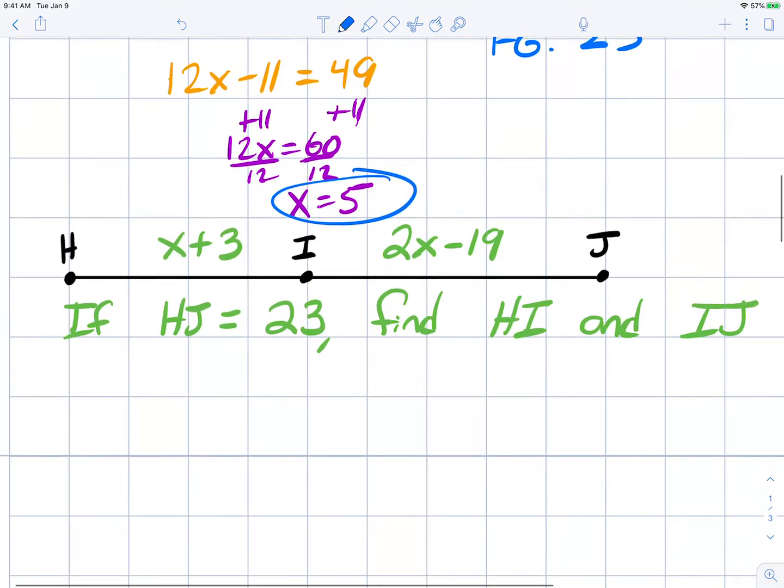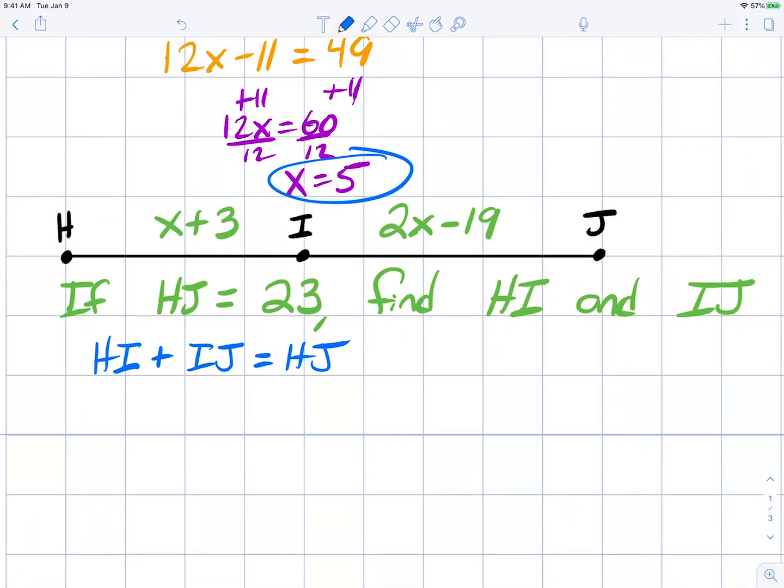So we have the line segment HIJ. So we have HI. This is the segment addition postulate with our points substituted in, plus IJ, so that's the first piece plus the second piece, has to equal the whole thing, HJ. So let's plug in what we know.